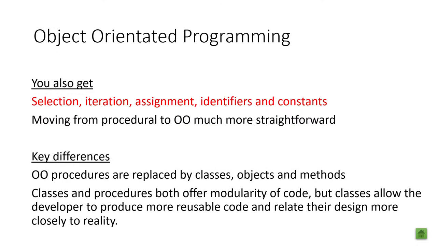So in procedural, procedures are containers of code. Okay, in object-oriented, we replace procedures with methods. They do the same thing. We call methods as we need them. Objects are created from classes. So like I said in class, you are all objects of your parents. Your parents are classes and you are the objects. Okay?